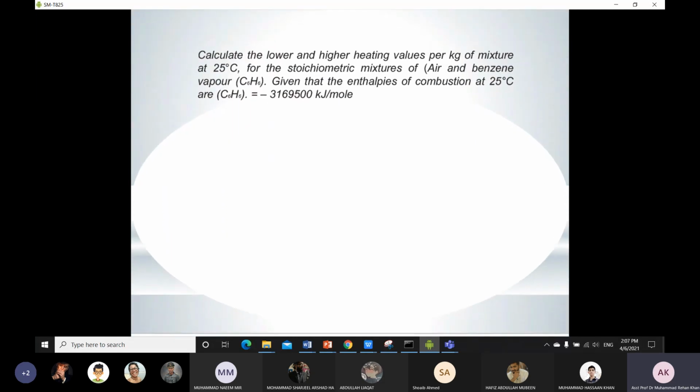Calculate the lower and higher heating value per kg of mixture at 25 degrees Celsius for the stoichiometric mixture of air and benzene vapor. Given that the enthalpy of combustion at 25 degrees Celsius of benzene is equal to minus 3169500 kilojoule per kilomole. Okay, so this is the question. You have to note down the data, and then we will see how to solve this question.